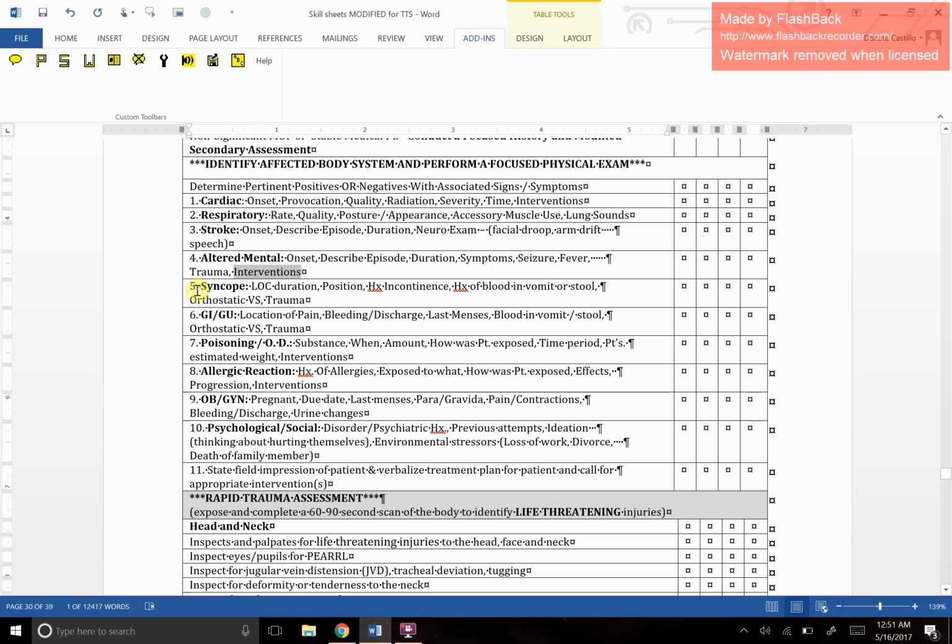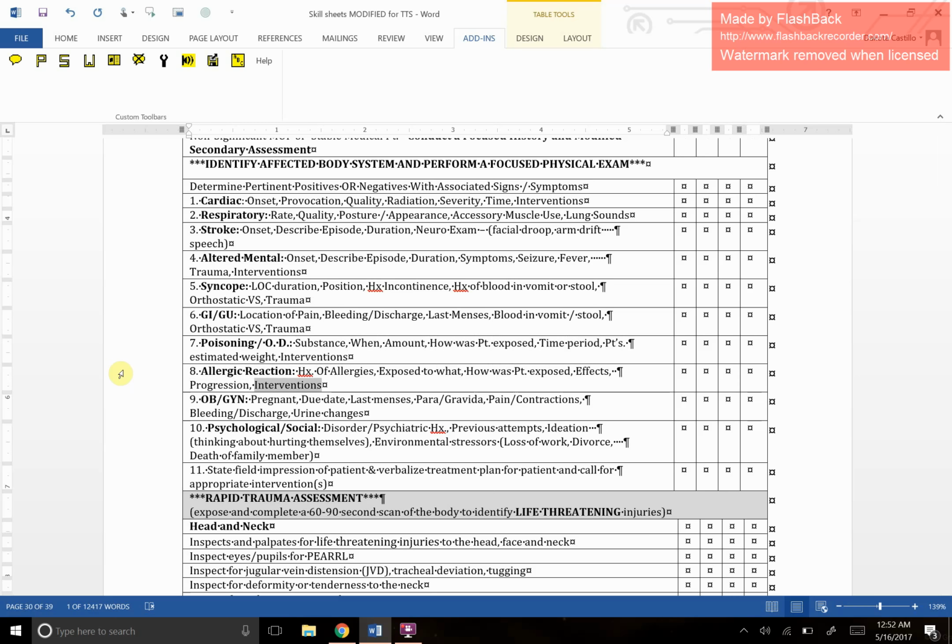Trauma, interventions. 5. Syncope: LOC, duration, position, history of incontinence, history of blood in vomit or stool, orthostatic vs. trauma. 6. GI/GU: location of pain, bleeding/discharge, last menses, blood in vomit/stool. 7. Poisoning/OD: substance, when, amount, how was patient exposed, time period, estimated weight, interventions. 8. Allergic reaction: history of allergies, exposed to what, how was patient exposed, effects.